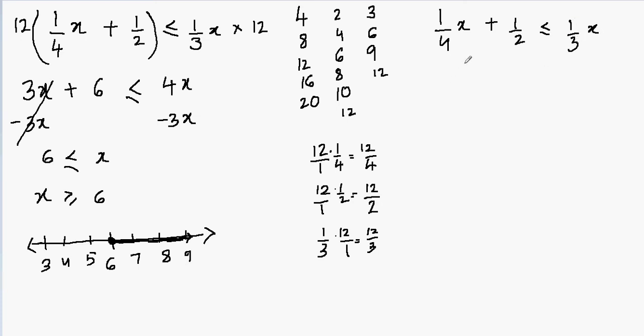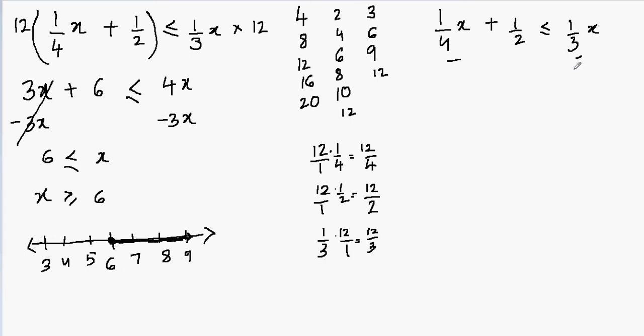So what we can do here, if we don't want to get rid of the fraction, is bring the variables to one side, since I have the variables on both sides. Now, one thing you can do is bring 1 over 3x to the left-hand side, but I would prefer to bring 1 over 4x to the right-hand side.